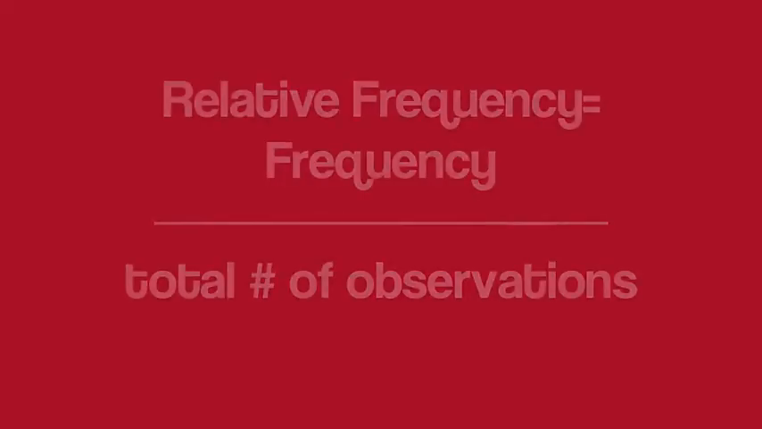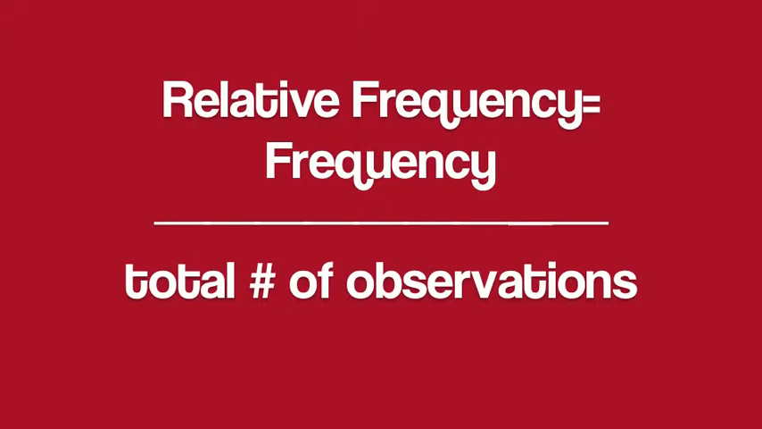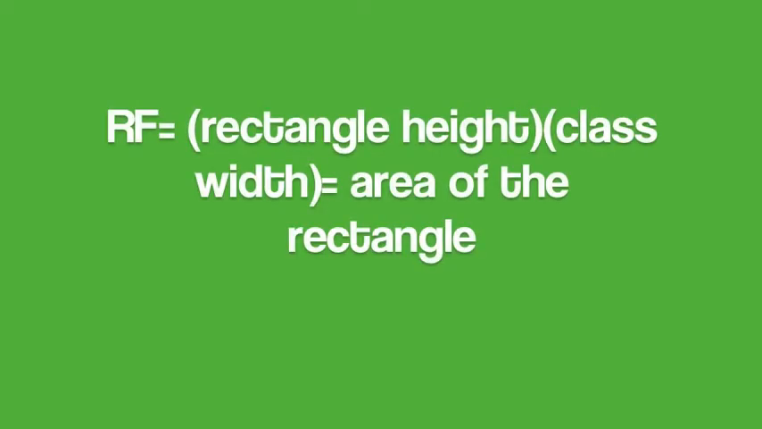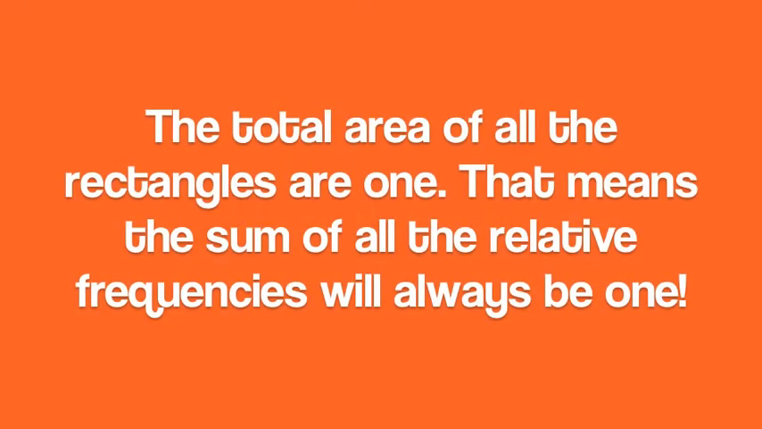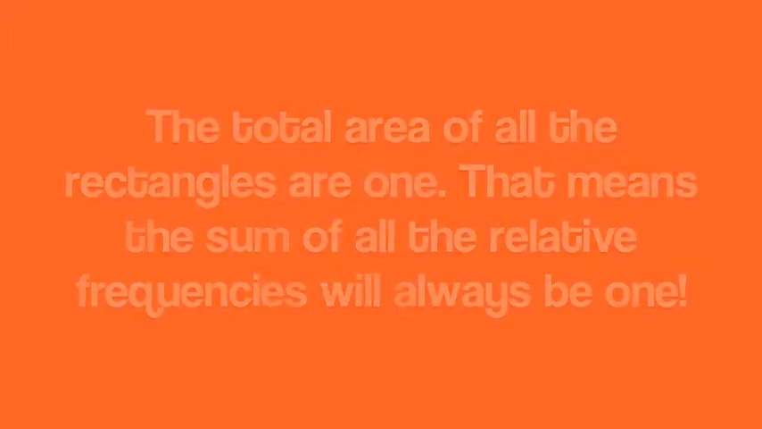It's really helpful. Relative frequency is equal to the frequency divided by the total number of observations. Another formula for relative frequency is the rectangle height multiplied by the class width. The sum of all the rectangles, or the relative frequencies, is 1.